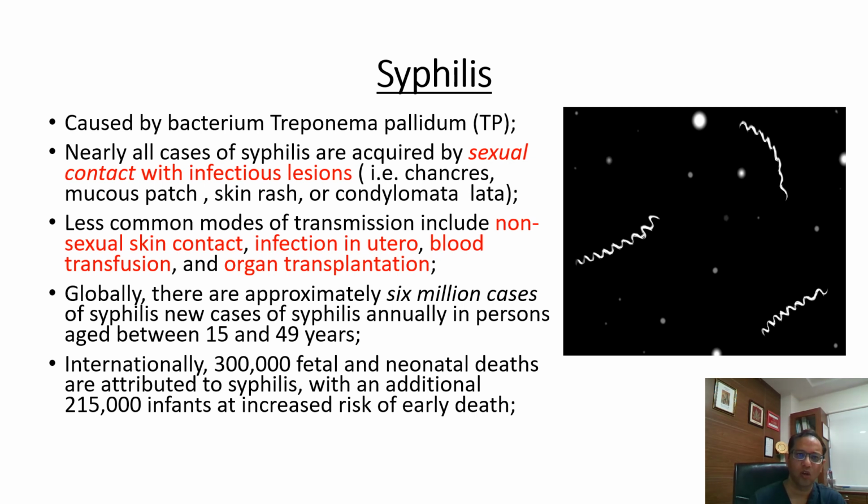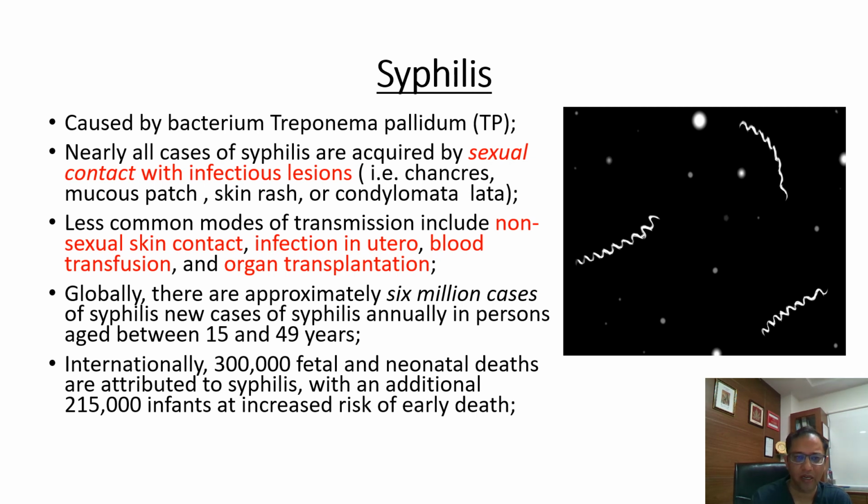So syphilis, we all know, is caused by Treponema pallidum. Nearly all contacts are through sexual contact with infectious lesions like chancres, mucus patch, skin rash, or condyloma lata, which is a secondary syphilis. Less common modes of transmission are non-sexual skin contact, infection in utero, blood transfusion, and organ transplant. Here we are worried about these two, blood transfusion and organ transplant, which involves us.